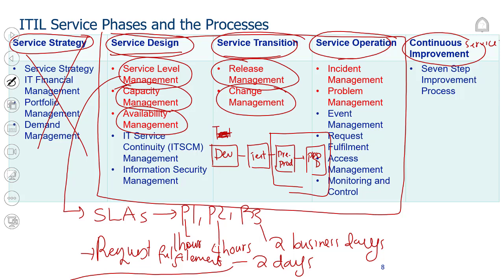So we raise a problem, and the reason for raising a problem is because we want the root cause analysis to be done. And problems are usually assigned to the senior people within the teams to find out why the problem occurred. And once they have found out the cause of the incident, they come up with a way to prevent it from happening in the future.